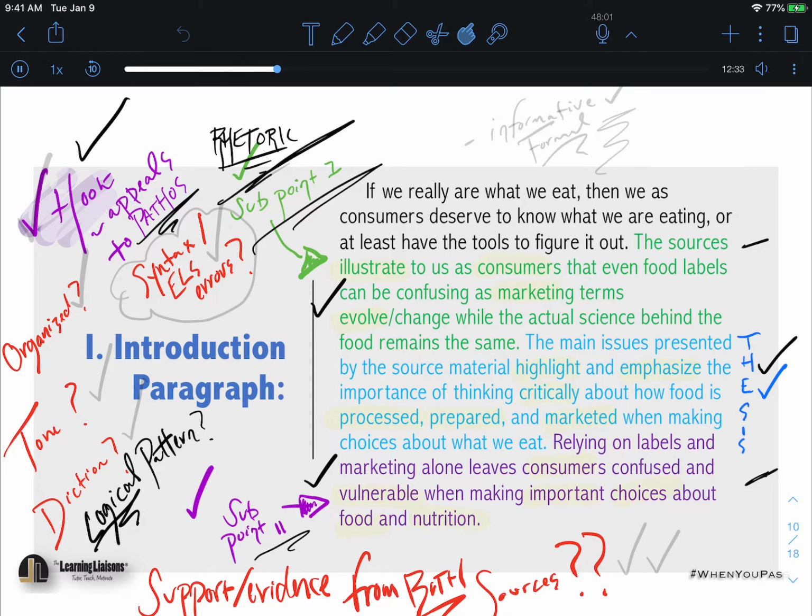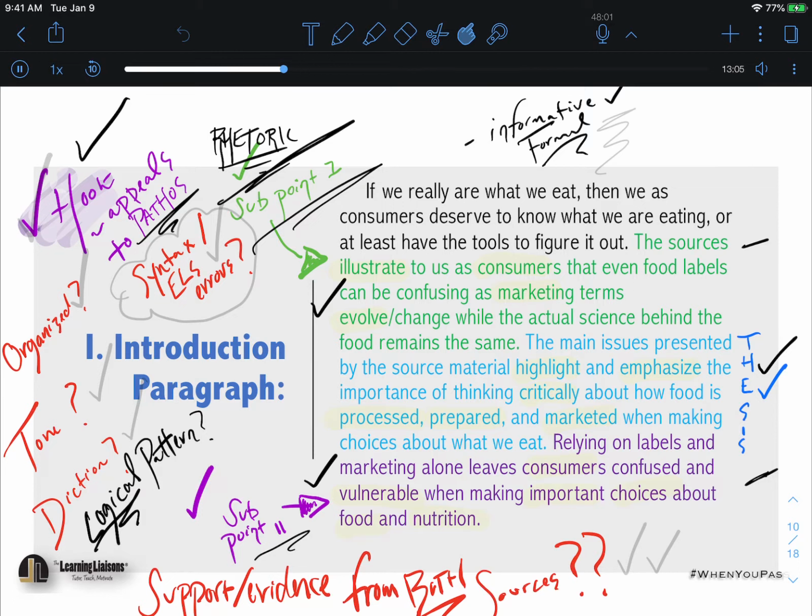We have rhetoric, which is great. We have two subpoints for our thesis. Our thesis, we already cleared it with the slide before this one. And let's see, I have over here tone. All right, the tone here is, get this, informative, which is perfect. And that is formal by nature.